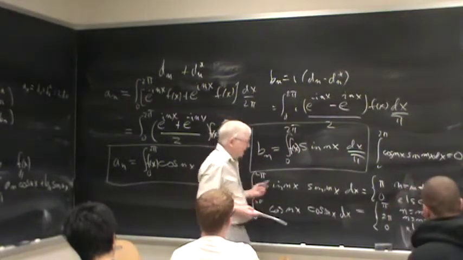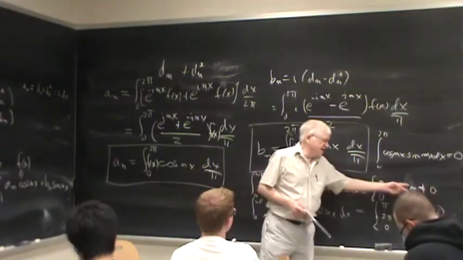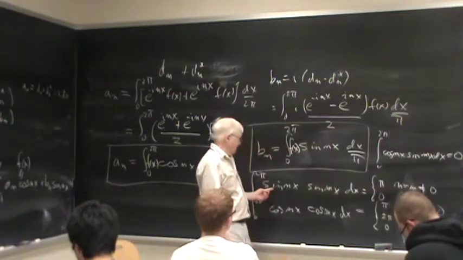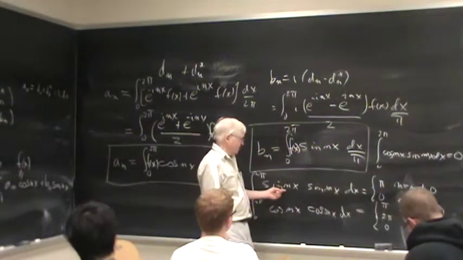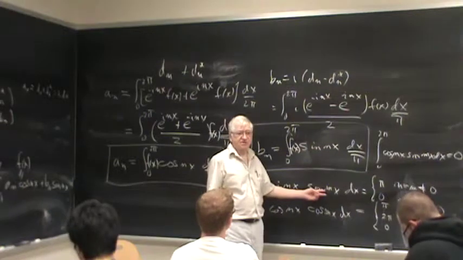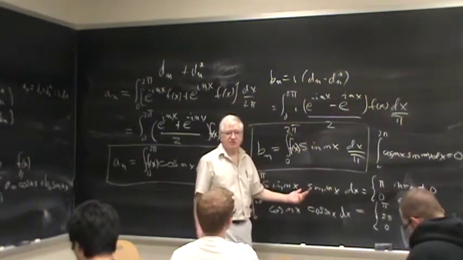Okay, and the reason why we have to toss out the case n equals m equals 0 is that then we would have the integral of sine of 0, which is 0, times sine of 0, which is 0, and you just simply get 0.